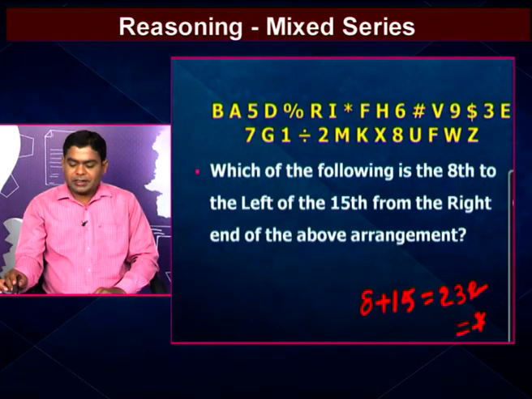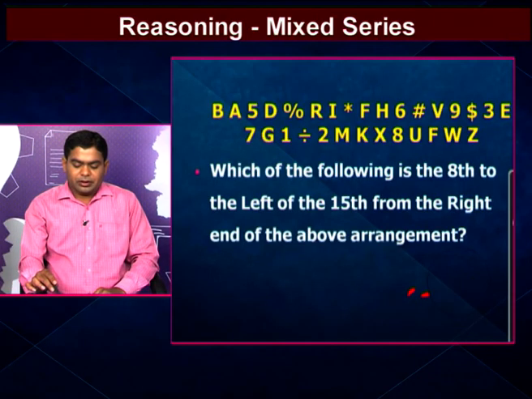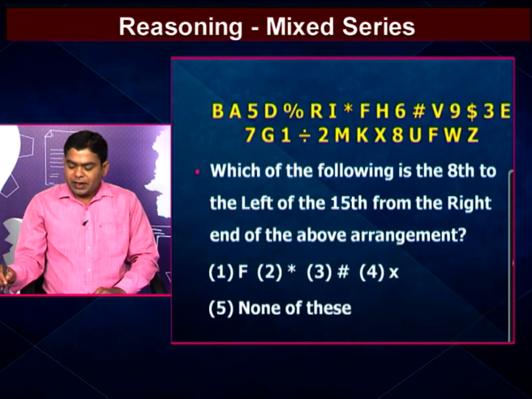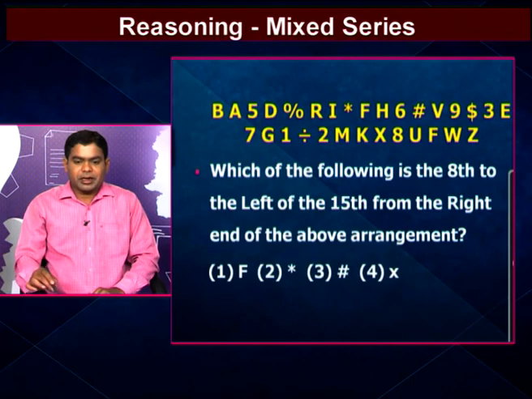So by observation, counting from the right, the third element is F, 6th element is X, 9th element is 2, 12th element is G, 13th element is 7, 16th element is dollar, 19th element is ash, 22nd element is F, 23rd element is star. That means star is the answer. Star is the answer, which means the second option is our answer. We go to the next question.